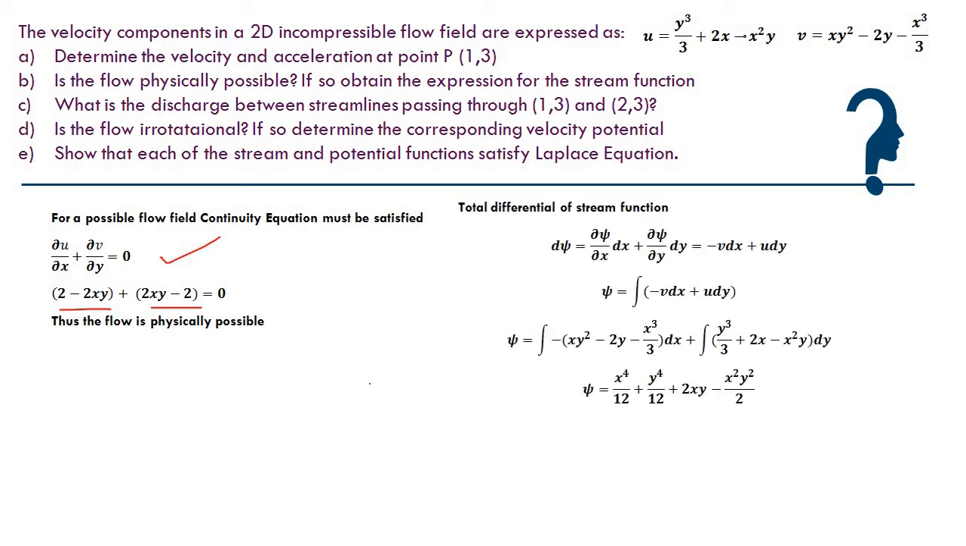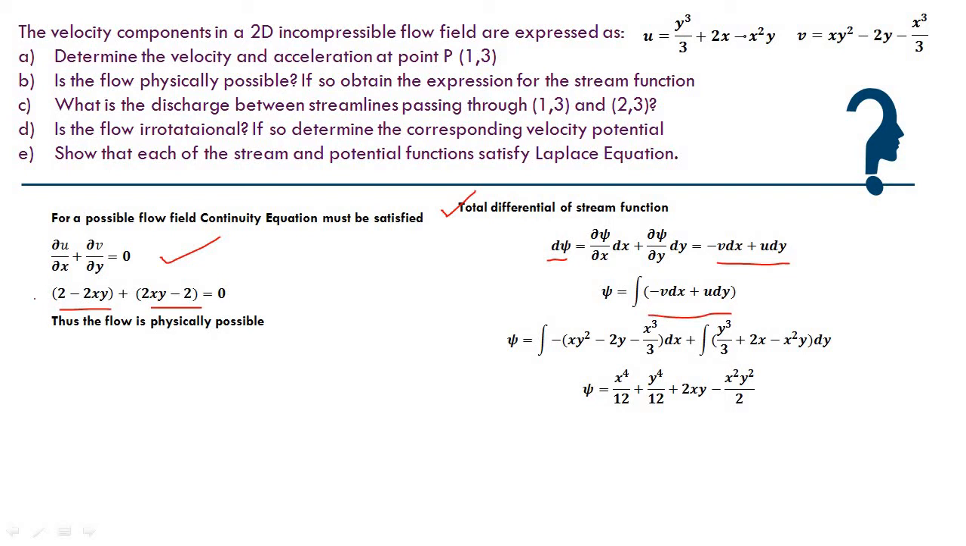So if the flow is possible, we can define velocity potential function, stream function, etc. So how to get the stream function? This part is very important. This is a typical problem: how to get the stream function if velocity components are given? So we take the total differential of psi, that is dψ. We have derived dψ equal to ∂ψ/∂x into dx plus ∂ψ/∂y into dy. That is the total differential of stream function. As per the definition of stream function, ∂ψ/∂x is minus v, and ∂ψ/∂y is u. So ψ will be the integral of minus v dx plus u dy.